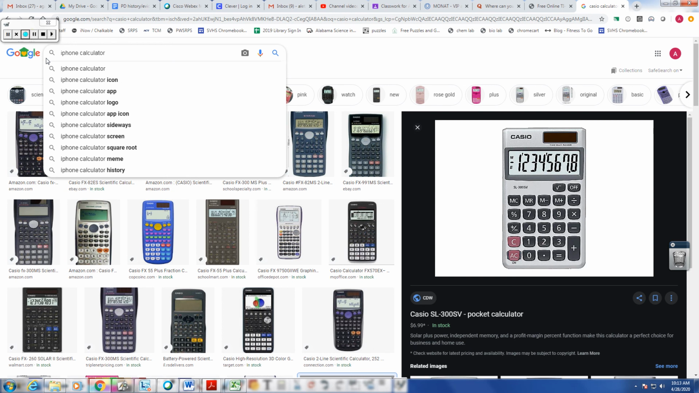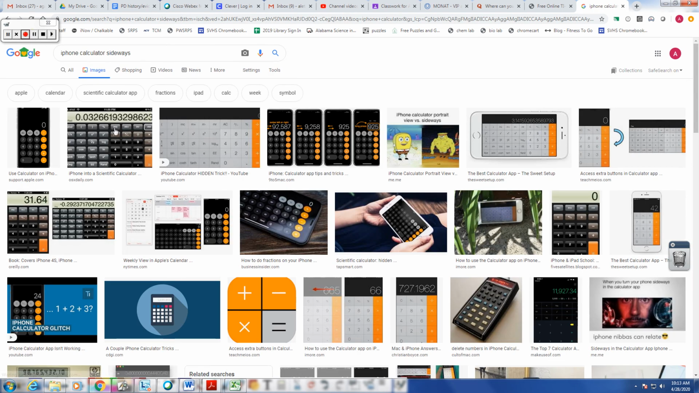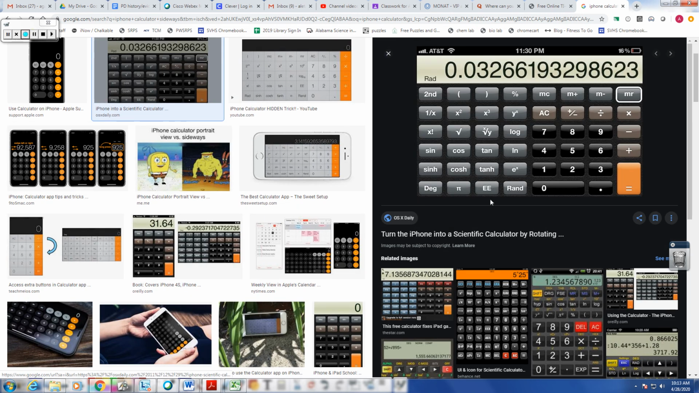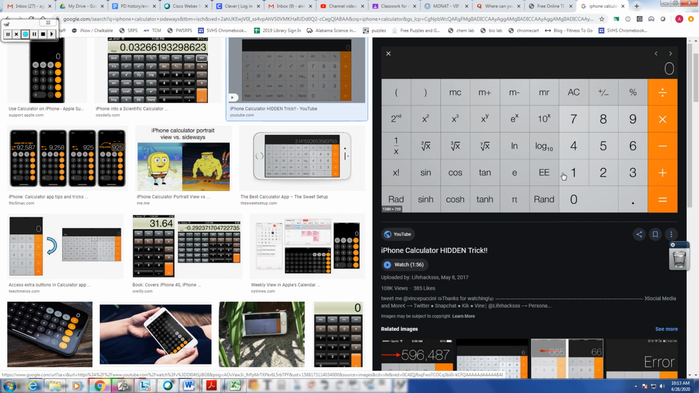iPhone calculator sideways. So if you're using the calculator in your phone, you do have to turn it sideways to get to those extra functions. Okay, and mine looks most like this one, I guess. And so it's the EE button right here. It's right there, the EE button.